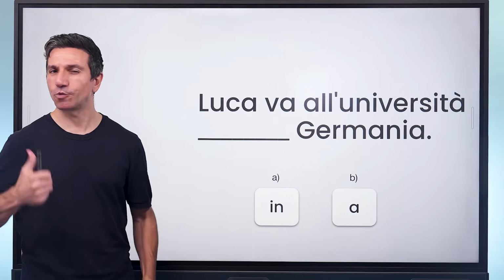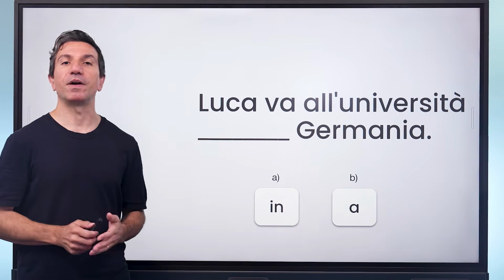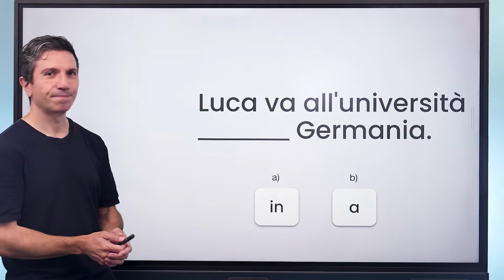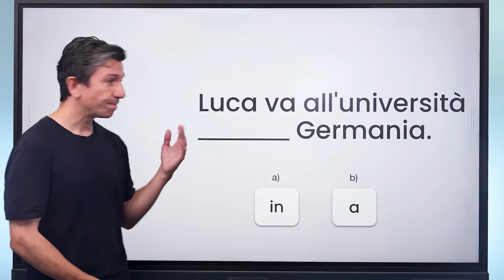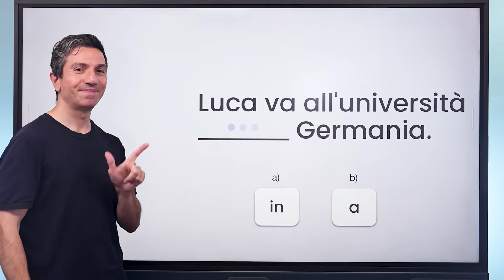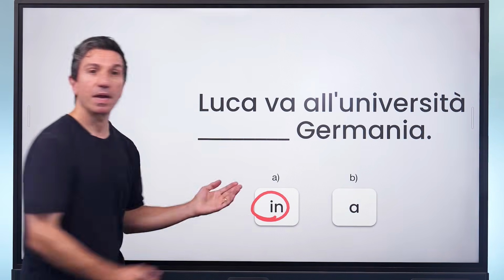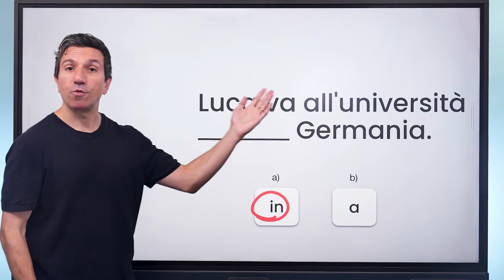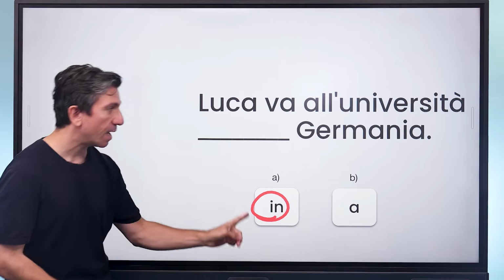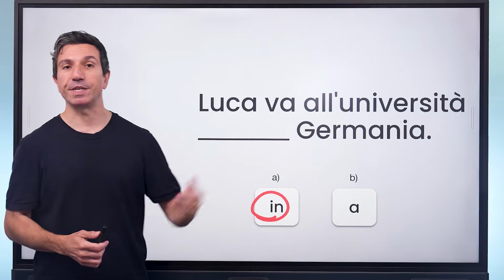Choose the best answer to complete the sentence. Ready? Luca va all'università, Germania. In. Luca va all'università in Germania. Luca goes to university in Germany.